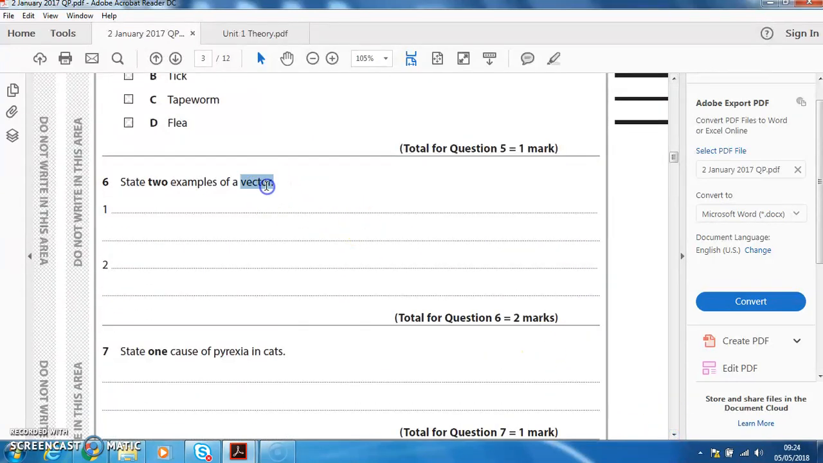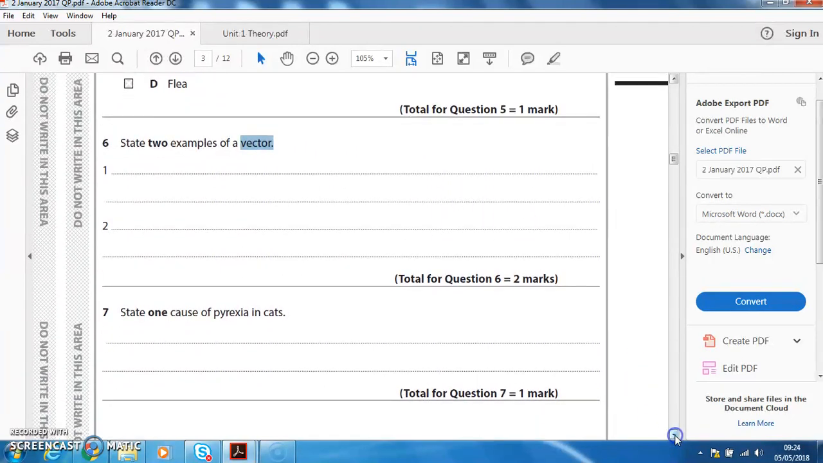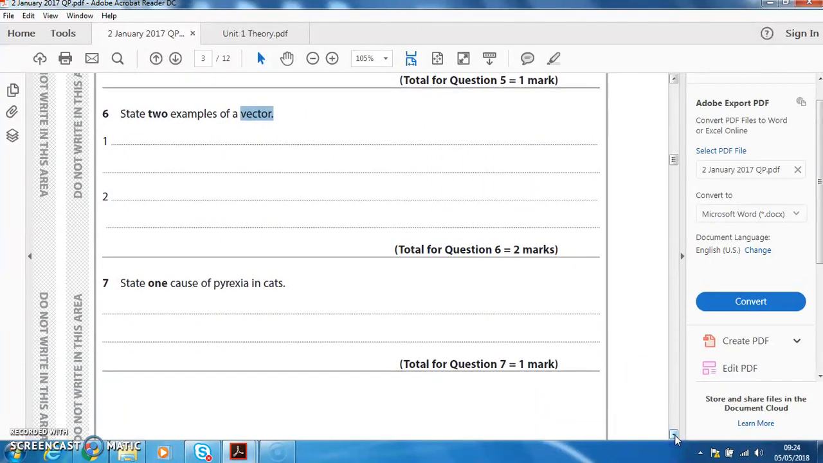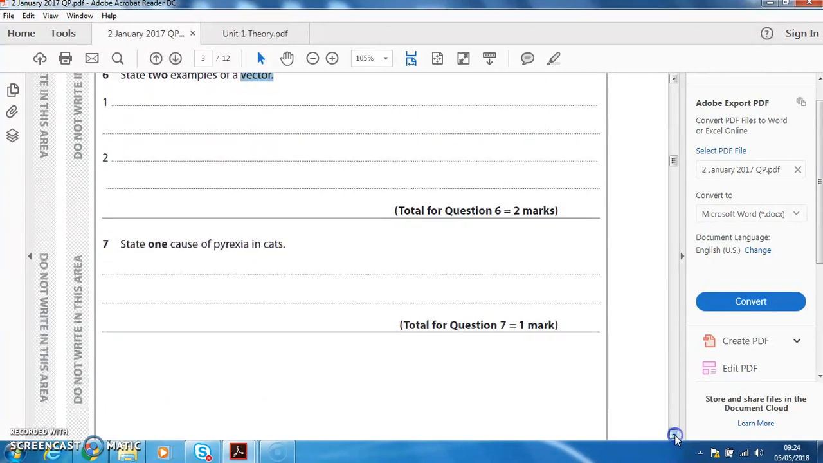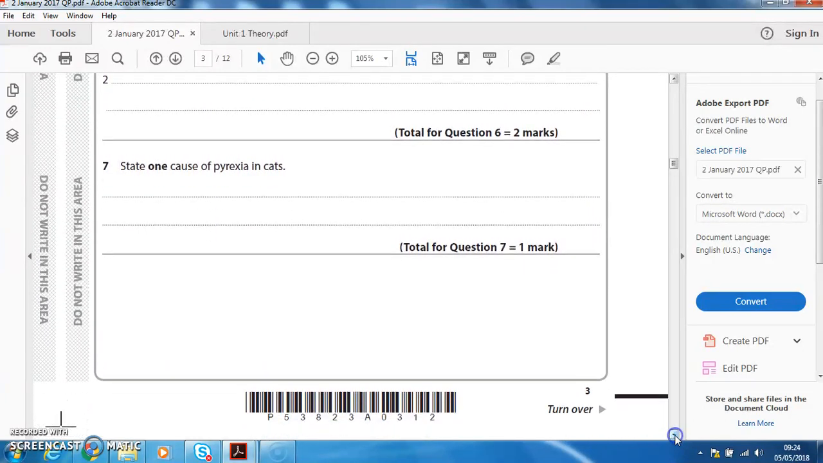A vector is a biting insect, an insect that carries disease by biting other animals, such as a mosquito, or a mite, or a flea, or a tick. Mosquito, flea, mite, tick, any biting insect.